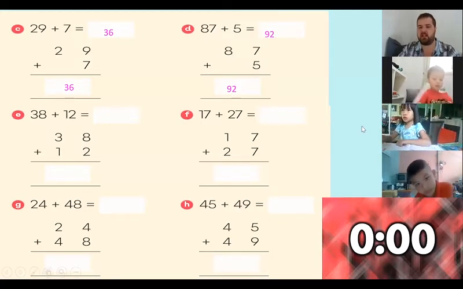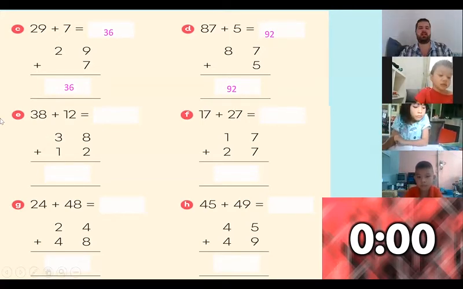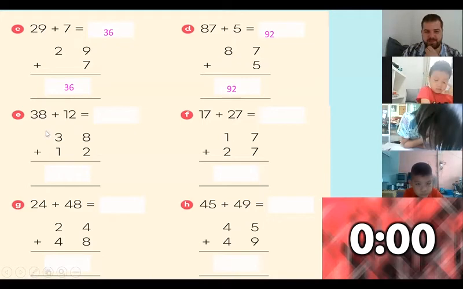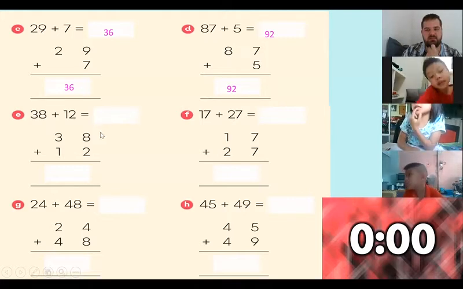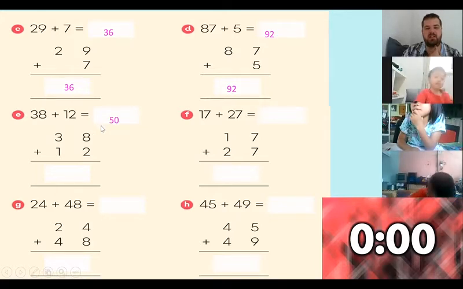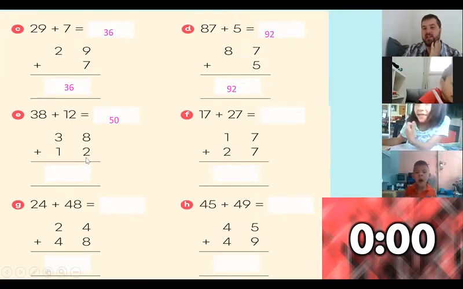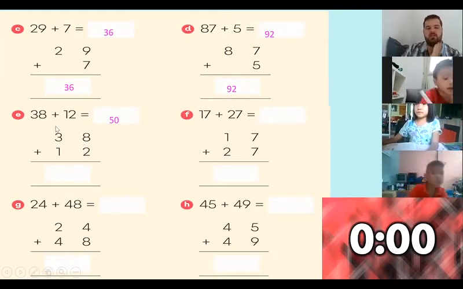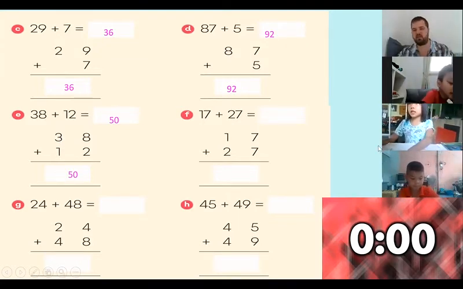Okay. Star, please unmute. Star, what is the answer for E? Our answer is 50. 8 plus 2 is 10. So we keep the 0 and we carry over the 1. So 1 plus 3 is 4, and 4 plus 1 is 5. The answer is 50. Thank you, sir.